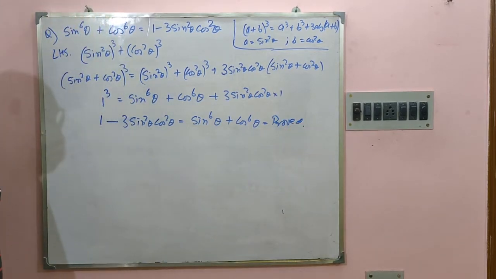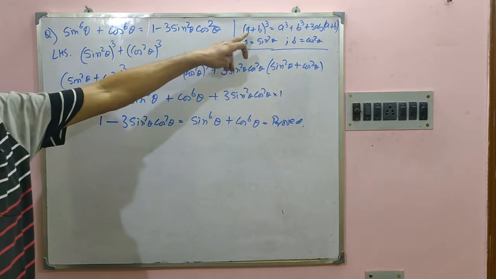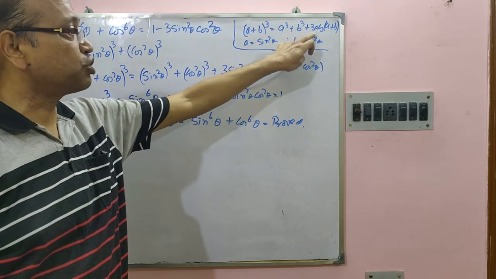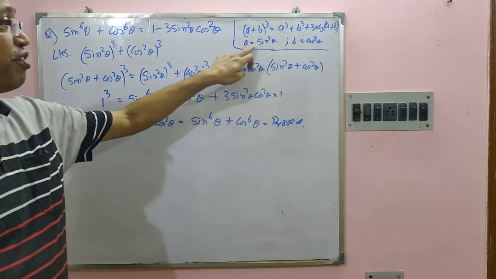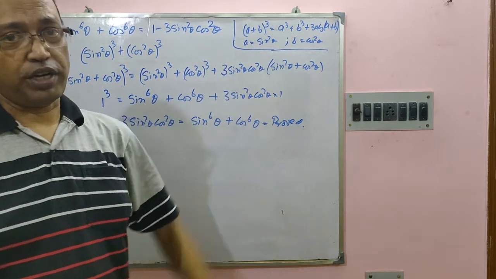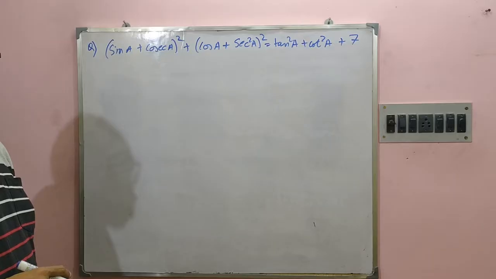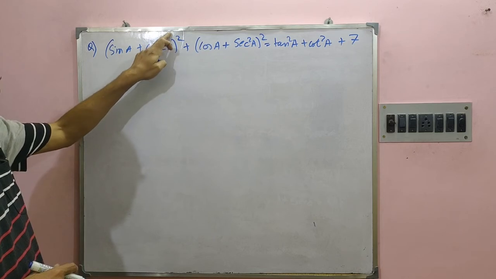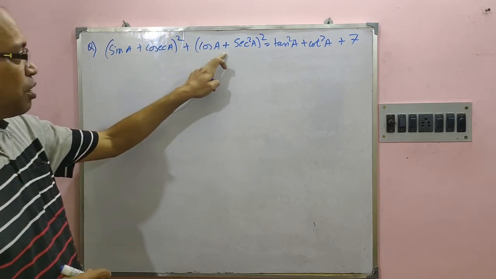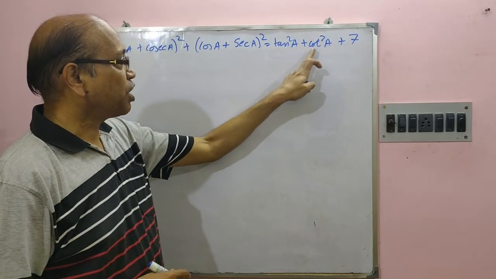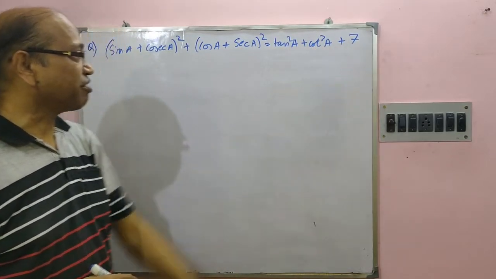We have to know the cubic formula. A plus b whole cube is a cube plus b cube plus 3ab into a plus b, where we have taken a as sine square theta and b as cos square theta. The next question: sine a plus cosecant a whole square plus cos a plus secant a whole square is equal to tan square a plus cot square a plus 7.